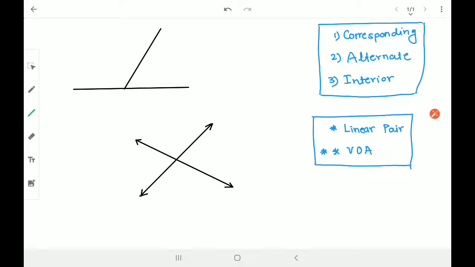So first of all, before moving to the next exercise, let us work on some types of angle. We have already seen one type of angle, that is linear pair, which you could see here. This is a linear pair. We have discussed this. So we know that the sum of these two angles is going to be equal to 180 degrees, right? Clear. So now we are moving ahead with the new concept of VOA, vertically opposite angle.